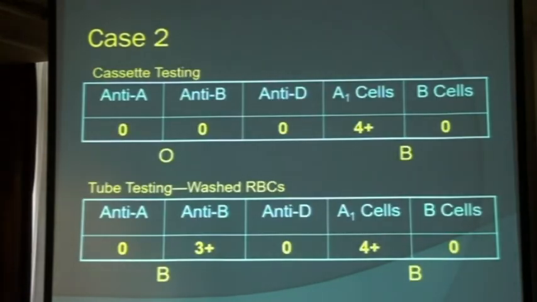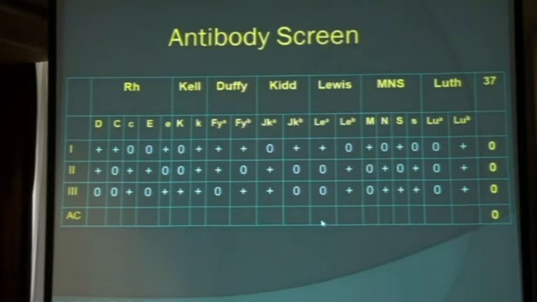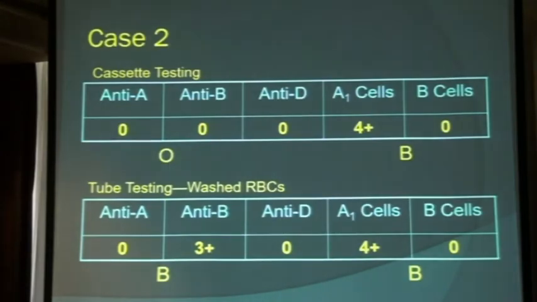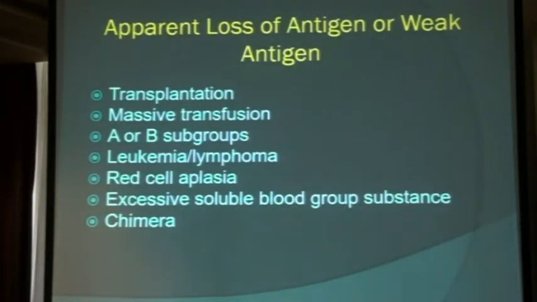Okay. Case 2, another cassette testing, gave O blood group, and the reverse gave B. Tube testing by washing RBCs, both were B, so there is no discrepancy by the tube method. Proceeding to antibody screening, the antibodies were negative, so it is a missed antigen; the problem is not in the antibody.